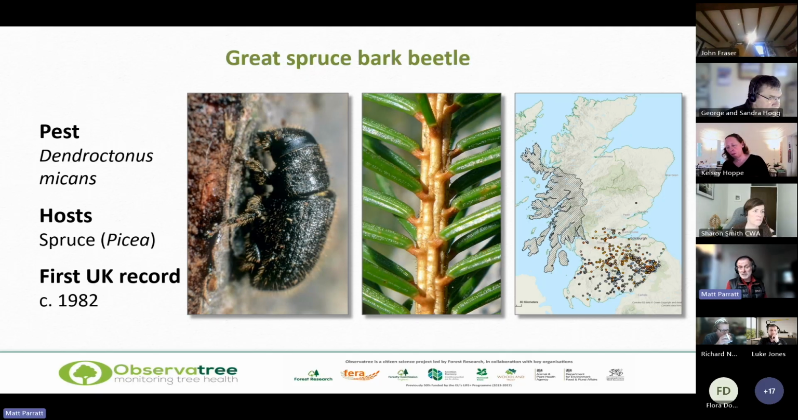And this is bad news for spruce, really. It is gradually spreading up through Scotland. So if you've got spruce on your site, there's a good chance you might be trying to remove it from the site. But in the meantime, keep an eye out for the signs and symptoms of this pest, because it would be really useful for us to know where it is within Scotland.